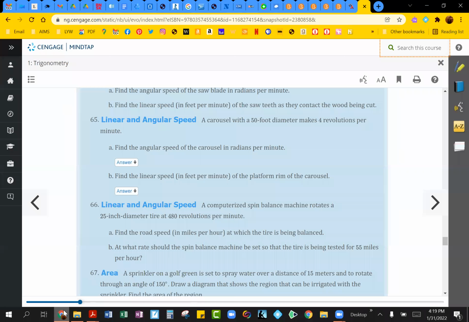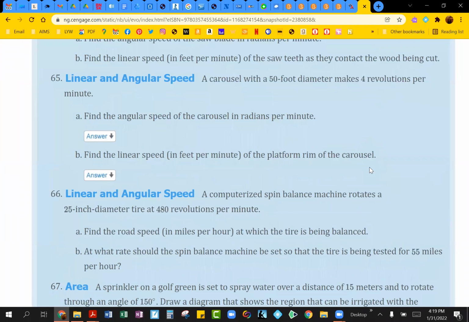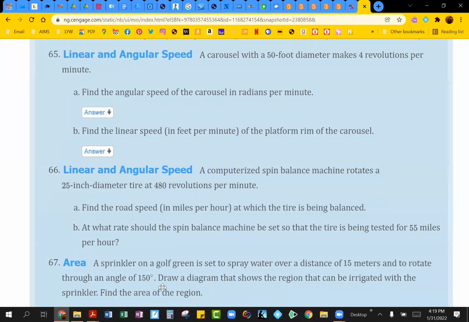So I'll leave these formulas open, and this is problem number 65 from your textbook, as you can see. Okay, so this one, we're talking about a carousel with a 50-foot diameter that makes 4 revolutions per minute. And of course, they're asking us to find in part A the angular speed, and then in part B, the linear speed. So let's take a look at how we can go about doing this.